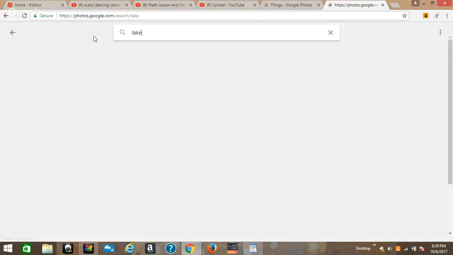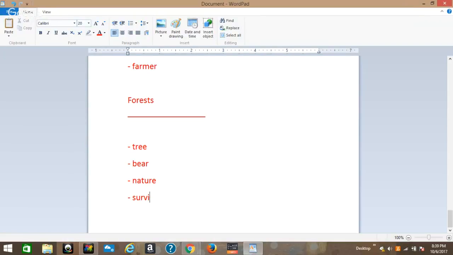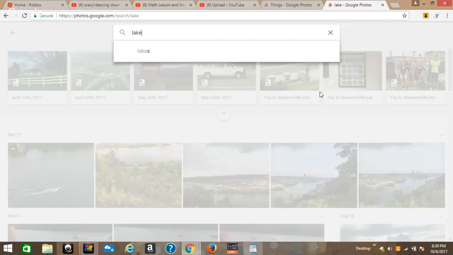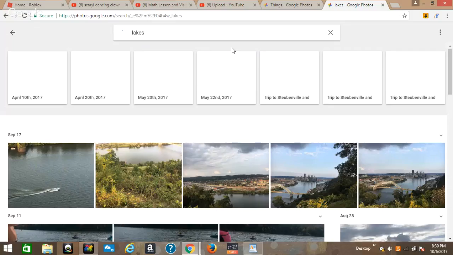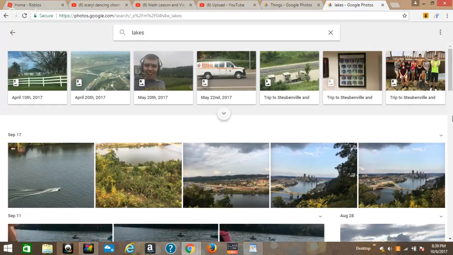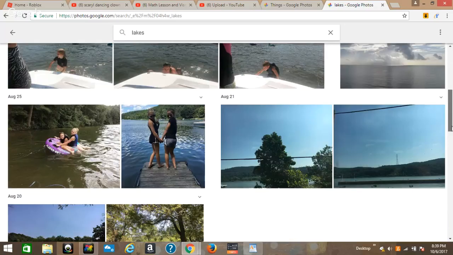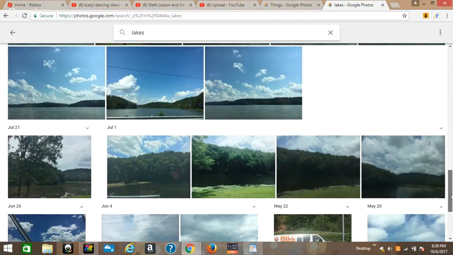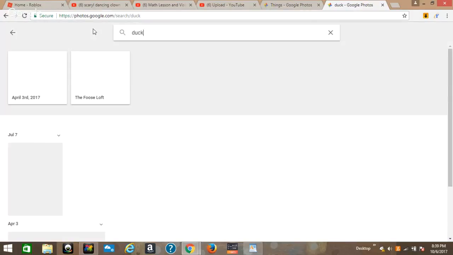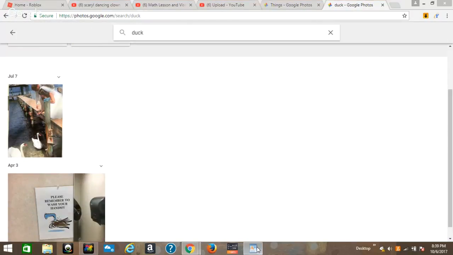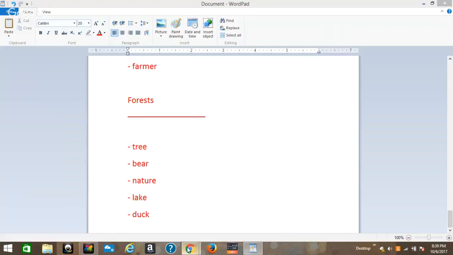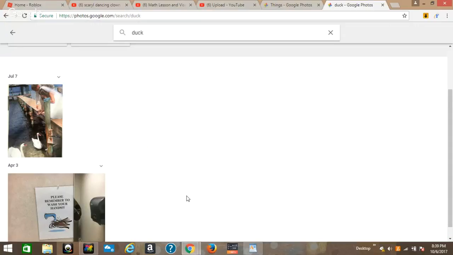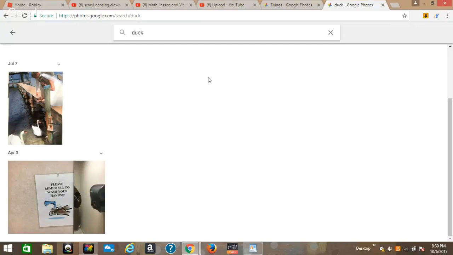What about lake? A lake. Another thing you see in the forest. I'll find him in a little bit. A lake. It's something else you see in the forest. That's a lake. It's a pretty nice lake. That's Tappan Lake right there, by the way. Quack. A duck. Quack, quack.